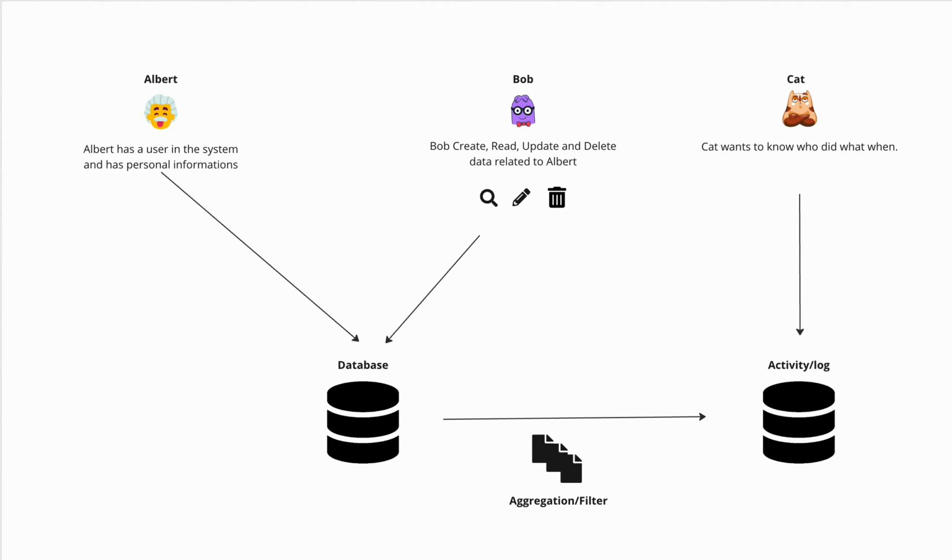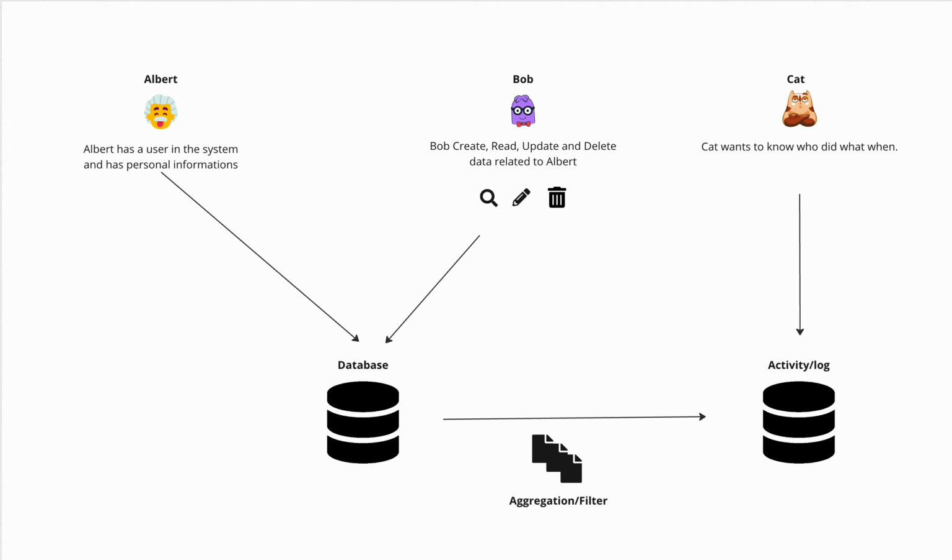The activity log is not an attempt to do anything in the main database. It's just logging activities, and let's see why that is a problem according to GDPR compliance. Another role that operates the system is Bob, and he creates, reads, updates, and deletes data related to Bob in this simple example. And then we have Cat, the system administrator, a guy in the sales department, someone who actually wants to see who did what when. So he's the user of the log.